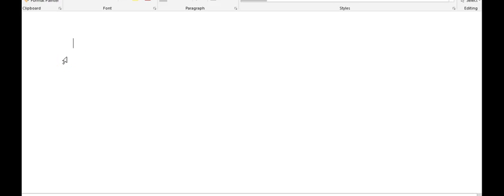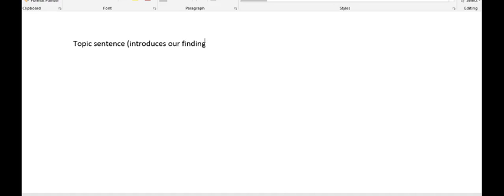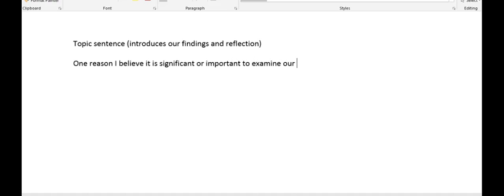So here we go. The first place we have to start, obviously, is our topic sentence. A topic sentence introduces our findings and reflection. So this is where I might start by simply saying, one reason I believe it is significant or important to examine our use of media is to better understand the reasons we use it in our daily lives.